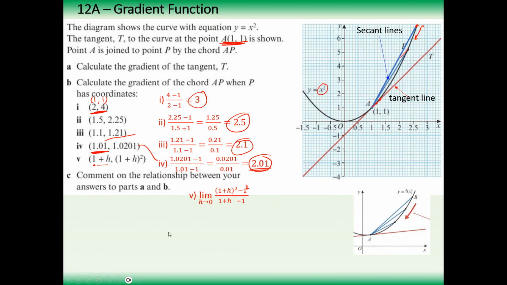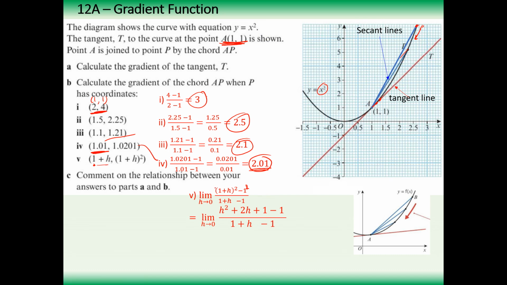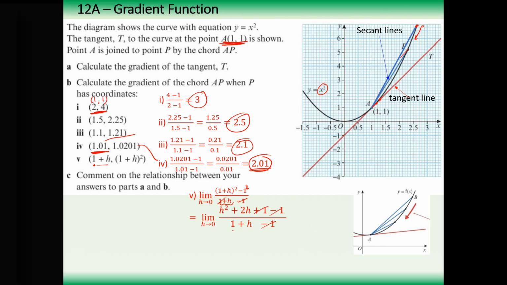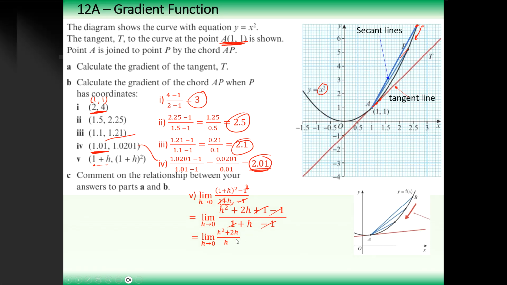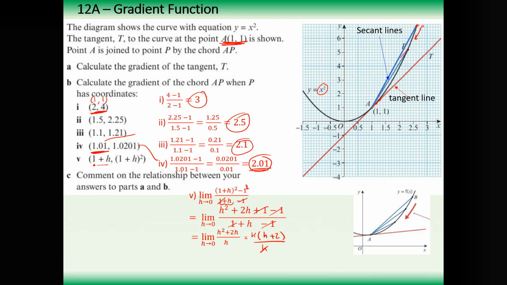So if we expand the numerator, we get h squared plus 2h plus 1 minus 1, and so on. In the denominator, this point minus the original means this 1 and that minus 1 cancel, and over here we've got these two ones cancelled. After all these cancellations, we have this fraction. We can factorize the top: we can factor h out of that and we get h plus 2 inside the bracket, and this h in the denominator cancels that h.